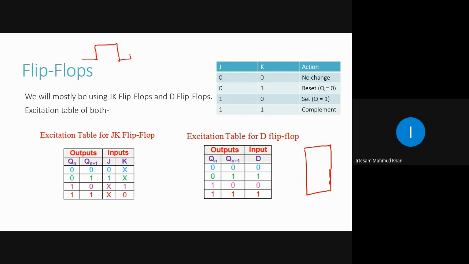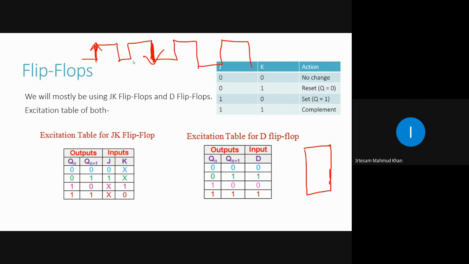Let's say a clock is like this. When the clock goes from 0 to 1, we say this is a positive edge, and when it goes from 1 to 0, we say this is a negative edge. A flip-flop only changes its value at a positive edge if it is a positive edge flip-flop, or at a negative edge if it is a negative edge flip-flop. Otherwise the value always remains stored in the flip-flop, so it is one bit of memory.